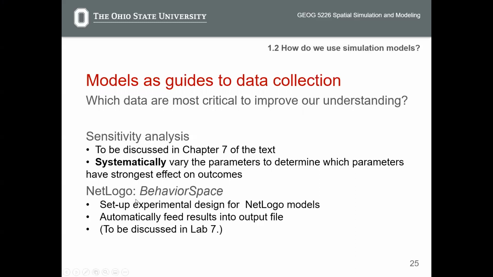And in NetLogo, there is something called BehaviorSpace. This is something you're going to use in lab 7. That's the last lab of this course. You're going to use it for setting up experimental design for NetLogo models and find out which inputs, which variables are most valuable to your models.